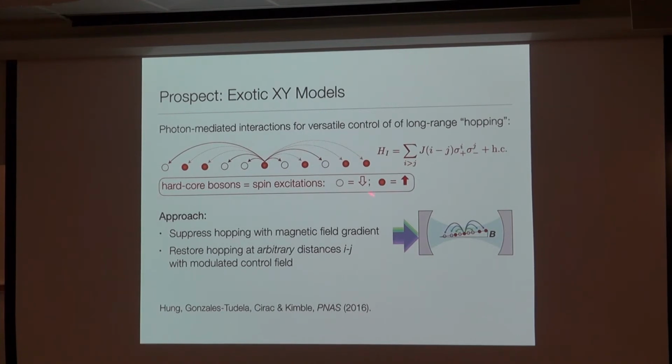Well, in a similar way in the cavity, if one applies a magnetic field gradient, that would suppress this type of all-to-all hopping that is engineered by applying a single control field. But we now have a situation where the resonance condition actually depends on the distance between the spins. And so this is in principle a way that, just by having a modulated control field with various frequencies, we could dial in the dependence of this hopping matrix element on the distance.